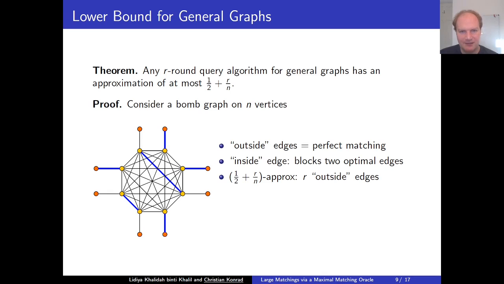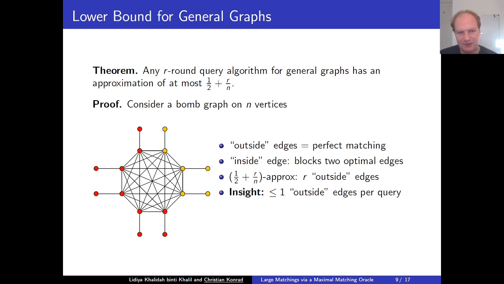Now, it's not hard to see that if we have a 1/2 plus R over n approximation, then we necessarily managed to obtain R outside edges. But then the insight is the following. Every single query might return at most one outside edge.